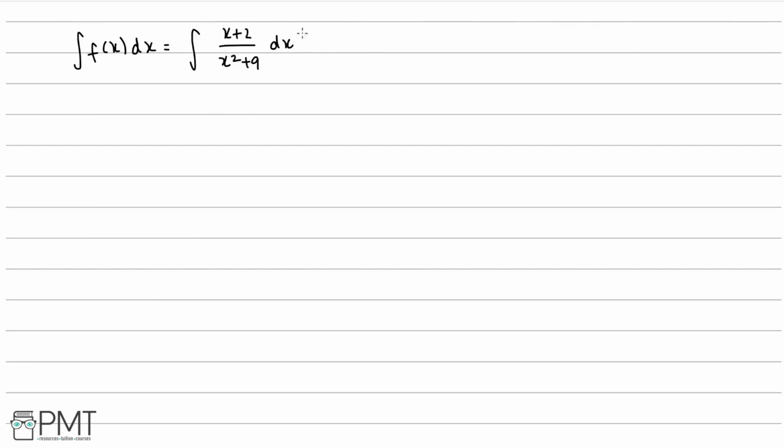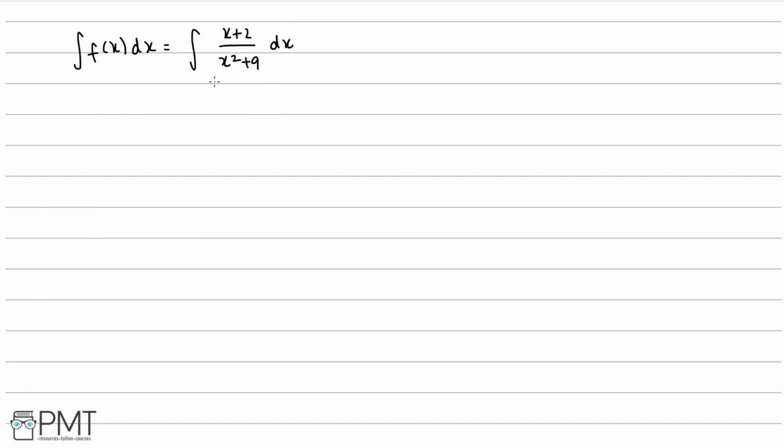Now, how do we go about integrating this? Well, at first glance, it may seem that it might have something to do with ln integrals, because there's an x squared term at the bottom in the denominator over here, and an x term at the top in the numerator over here. However, ln integrals only work if the derivative of the denominator is equal to the numerator, or a multiple of it. However, that's not true in this case, because the derivative of x squared plus 9 is equal to 2x, but the numerator has an x plus 2.